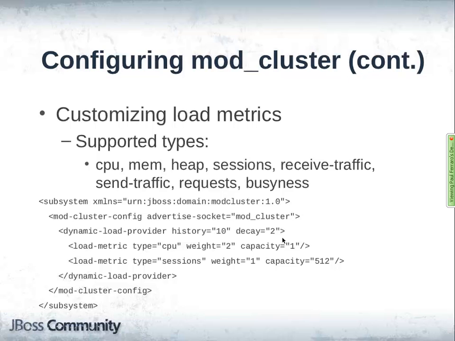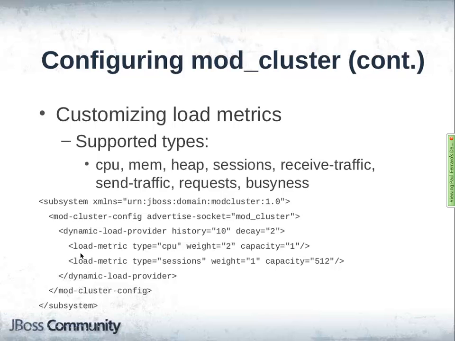So how do I customize the load metrics that Mod Cluster uses? If you remember in AS6, the load metrics, you had to specify class names and had to know various properties that they defined. It's a whole lot simpler to do that in AS7. The load metrics, the different types that are supported, are enumerated. So you just refer to the specific enumeration that you want to use.